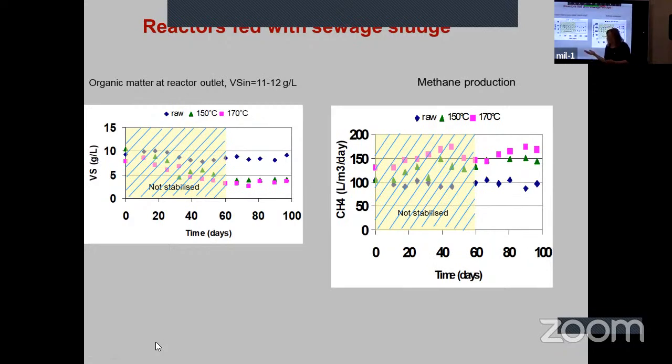And we currently say that we must wait for the third retention time to take results, because during the first one, the reactor is not stabilized.